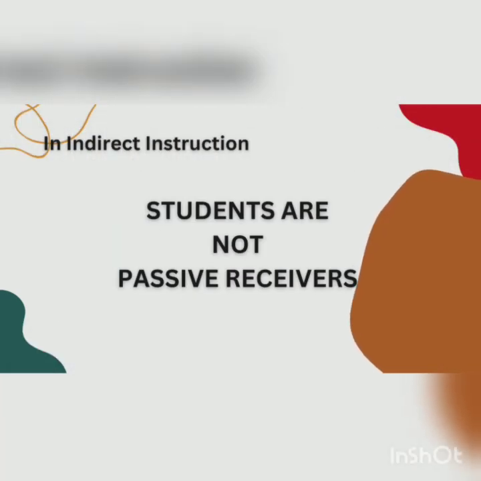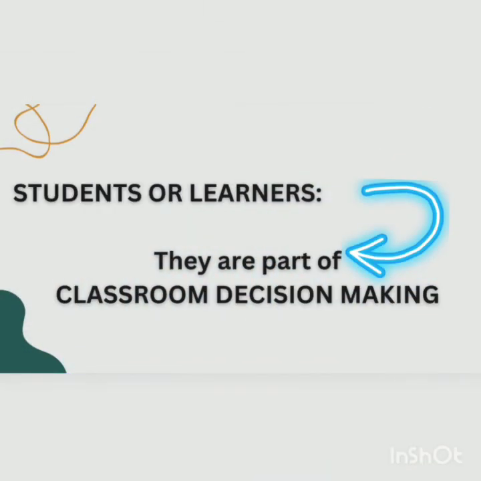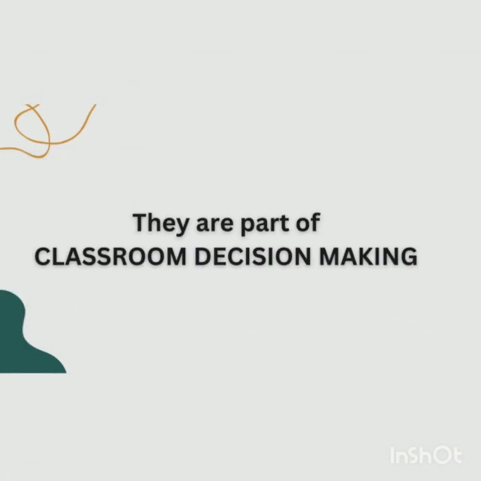In indirect instruction, learners' involvement is very important. Students are not passive receivers. They are part of the classroom decision-making. The teacher's role shifts from being a lecturer to a facilitator, supporter, and resource person.